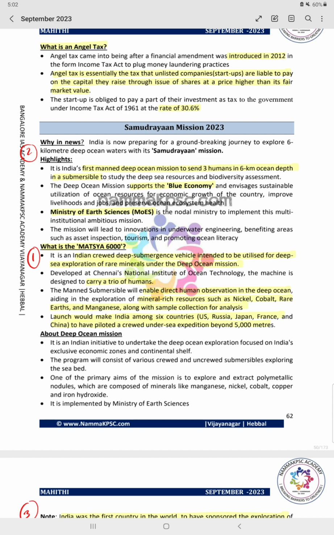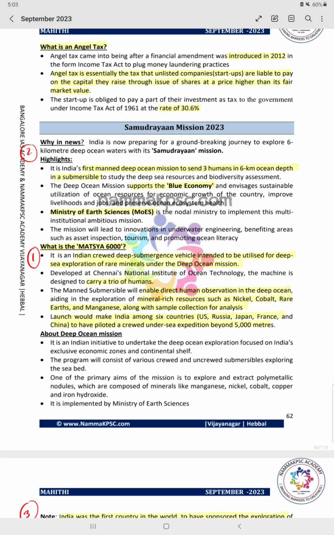And after the Matsya 6000, India has also achieved a landmark of being the sixth nation to go deep underwater, below 5000 meters. Like how we went to space, we are the fourth nation. Now we are going below, that is by 5000 meters. Who are those countries that went before us? They were US, China, Russia. The other ones are France and Japan. So we are now the sixth one.